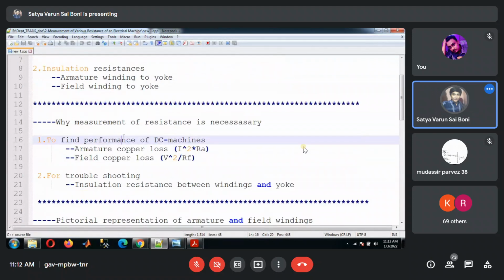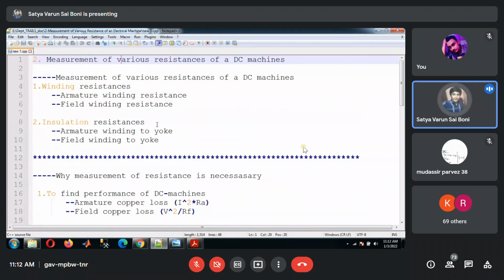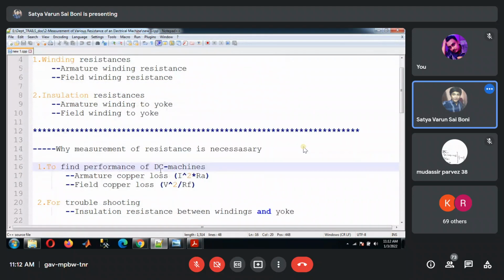Why should we measure the resistance? The question comes because we are doing the experiment and measuring the resistances. First point, to find the performance of the DC machine. If you want to know the performance, we should calculate the efficiency. For calculating efficiency, what are the main things we focus on? If you are giving some input, there is an output. So if you want to calculate the efficiency, you should know the losses. You are giving an input to the system; in the system, what losses are happening and how much output are we getting?